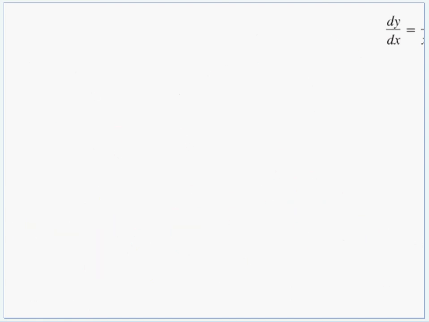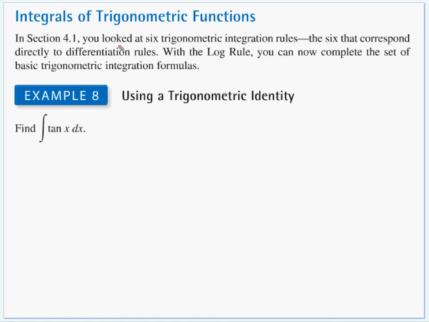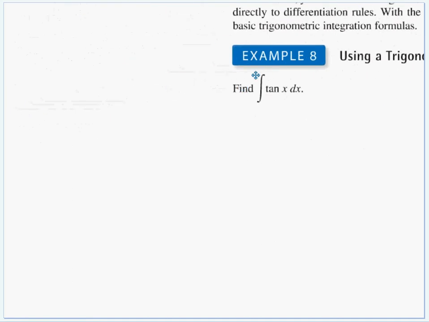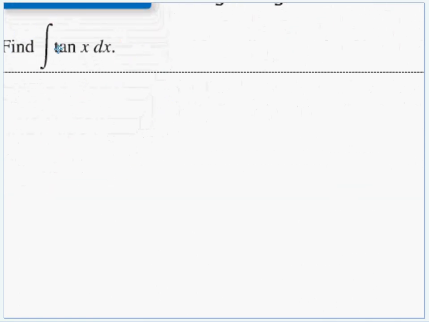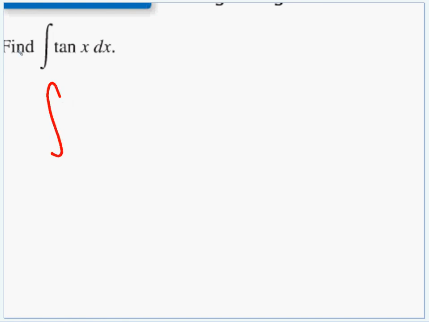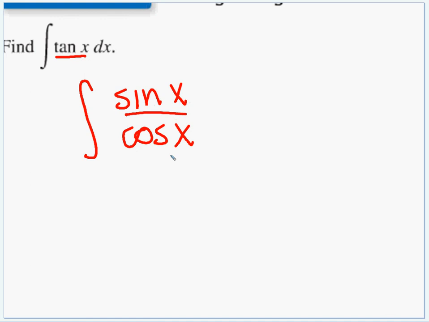Now we've antiderived sine and cos. In section 4.1, we looked at 6 trig integration rules, the 6 that correspond directly to the deriving rules. With the log rule, we can now complete the set of basic trig integration formulas. So many years ago, one of our math forefathers was pondering this question, the antiderivative of tan x dx. And remember, with this log integration, we have to be in the form of a fraction. And right now, tangent does not look like a fraction. But if you remember pre-calc, I hope you had a good pre-calc teacher, tangent is also sine over cos. Aha! Now it is in the form of a fraction.